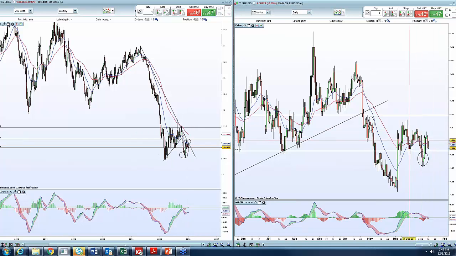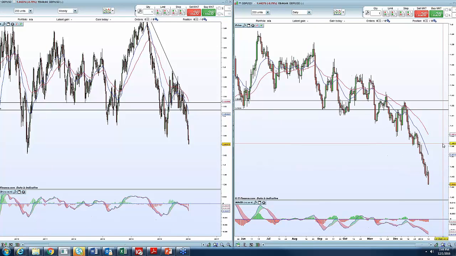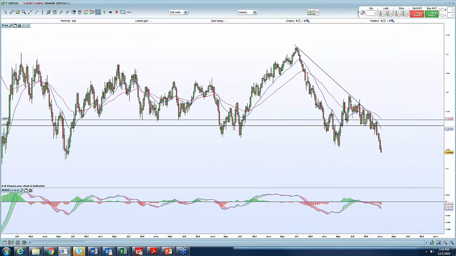Okay, that's the euro dollar for you. Let me move on to what else? Pound dollar. Let me cover some of the majors first, then I'll go to yens. Okay, pound dollar weekly chart. The pound seems to be one of the weaker currencies out there.